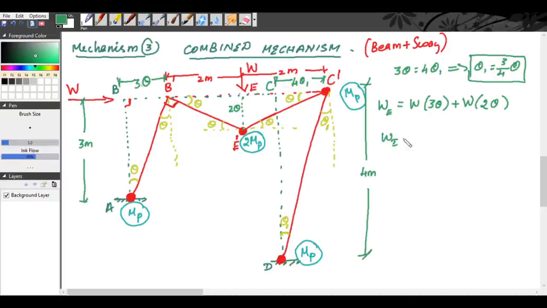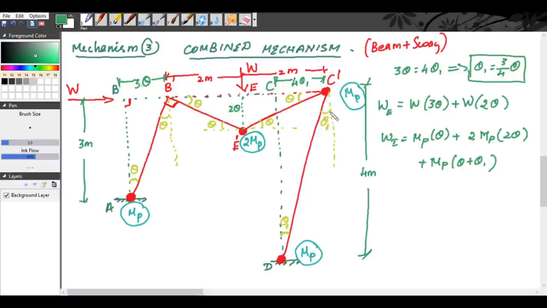Now, internal work done is equal to, we have 1, 2, 3, 4 plastic hinges. At A, plastic moment Mp into the rotation theta. At B, there is no hinge. At E, the plastic moment is 2 Mp into the rotation theta plus theta, so 2 theta, plus at C, plastic moment is Mp, rotation is theta plus theta 1.